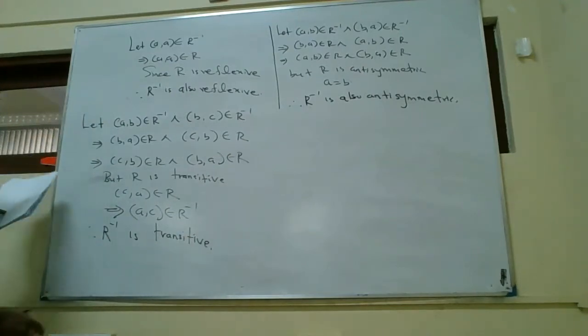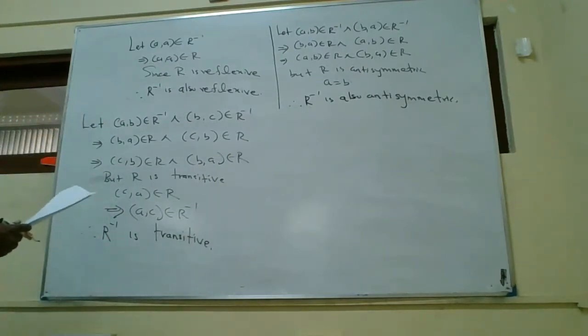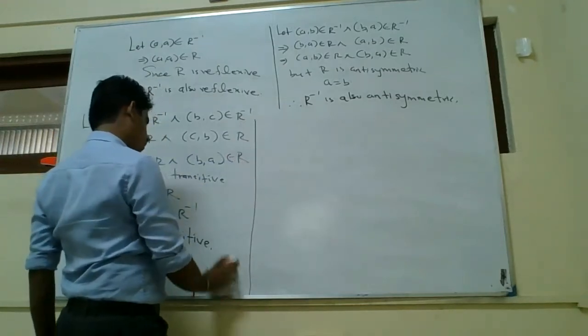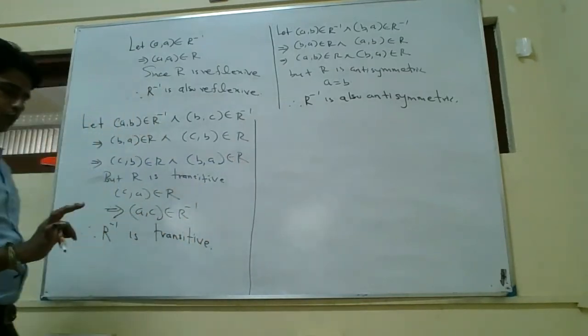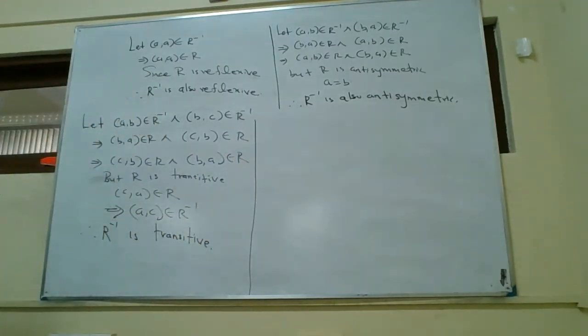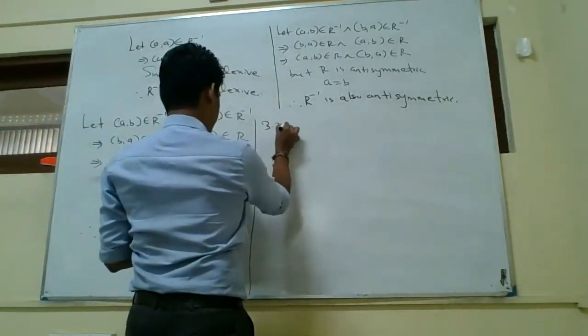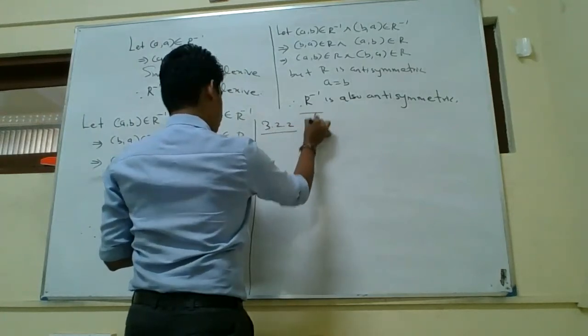Reflexive, antisymmetric, transitive. Next definition is important. We studied partially ordered sets, and comparable and incomparable. Using the partially ordered set and comparable, we can define another term called a totally ordered set. Next definition, heading 3.2.2, totally ordered set.